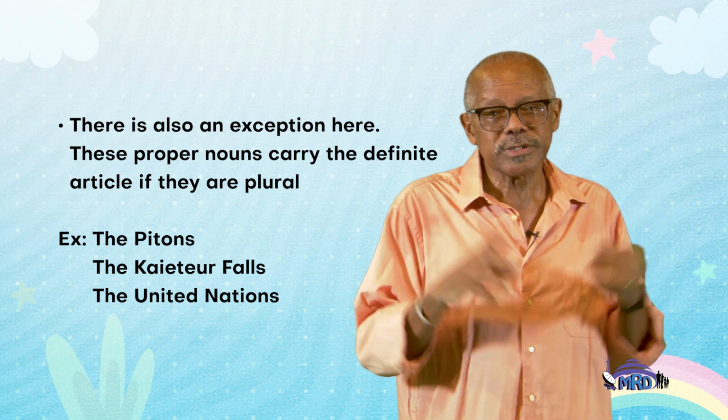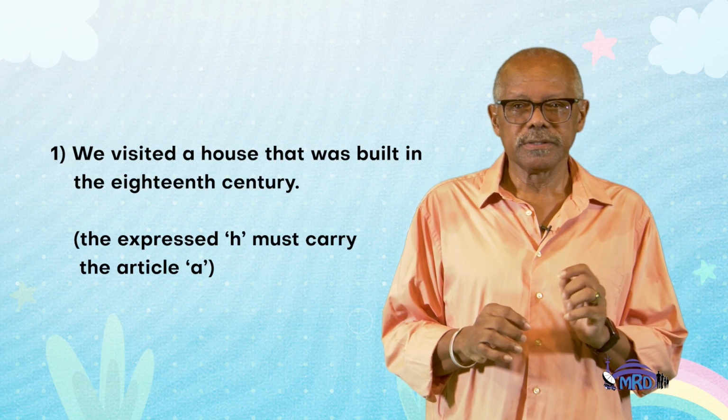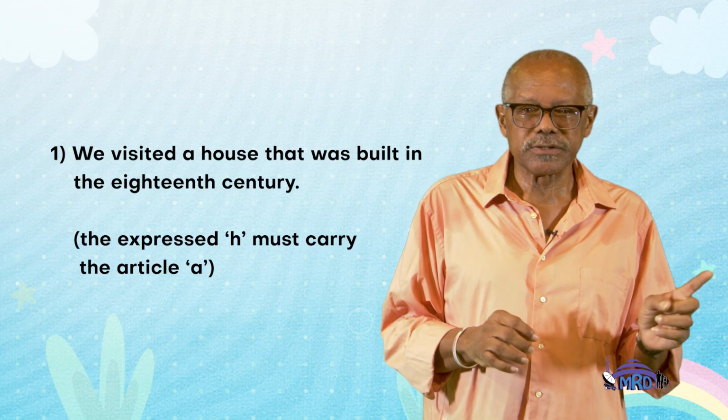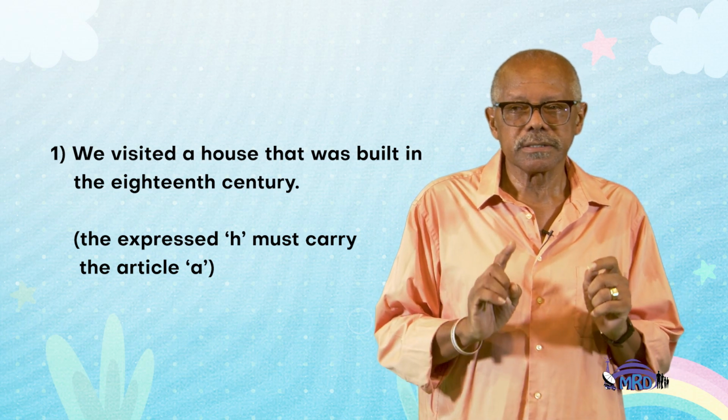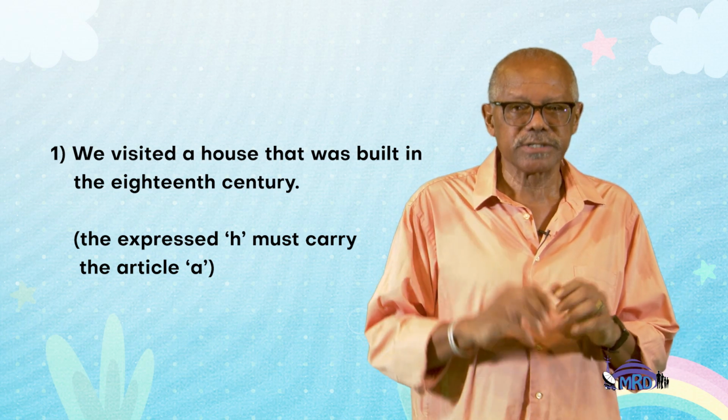Now let's get back to the quiz we gave at the beginning. These should be your correct answers. If you have them all, give yourself the normal tap on the shoulder. Your answers should be 1. We visited a house that was built in the 18th century. The expressed H must carry the article A. It's not a silent H, an expressed H.